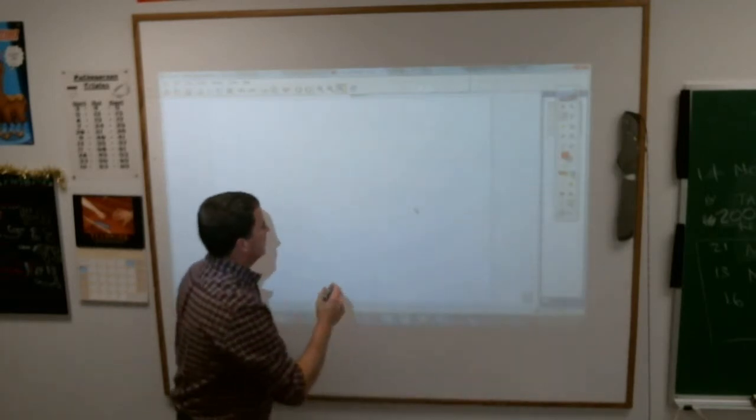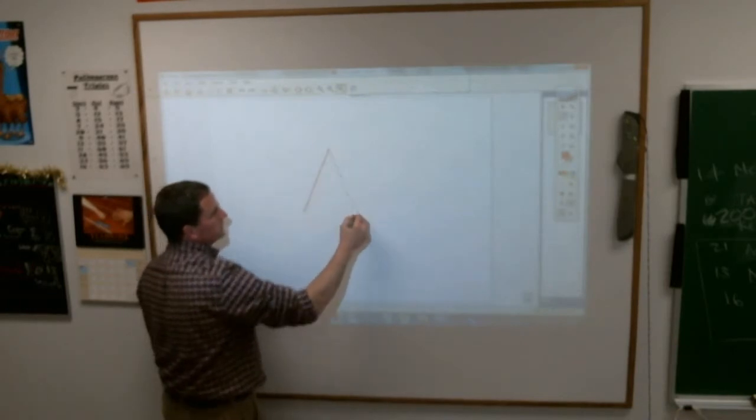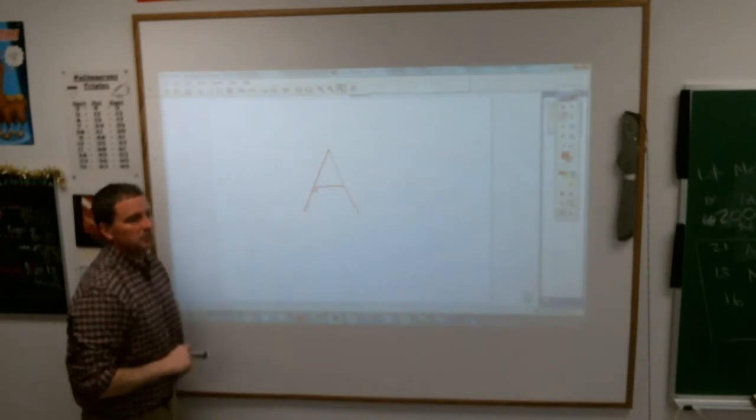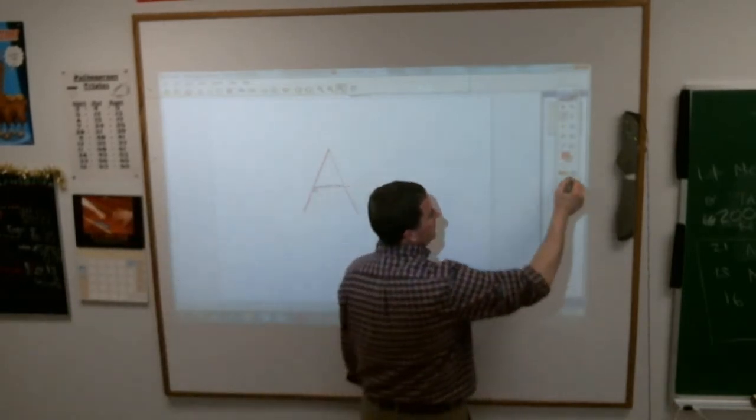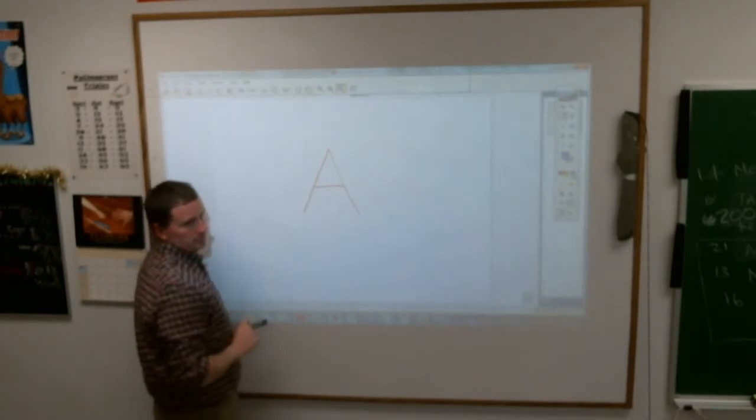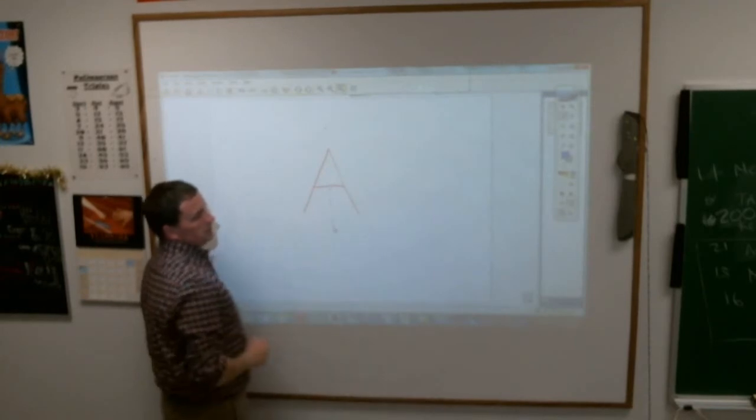So, like I said, the letter A did not have rotational symmetry, but does it have reflective symmetry? Could you draw a line that would split it in half so that when you folded it over on its side, it would match? Yes. Where would it be? A vertical line right down the middle would split it.